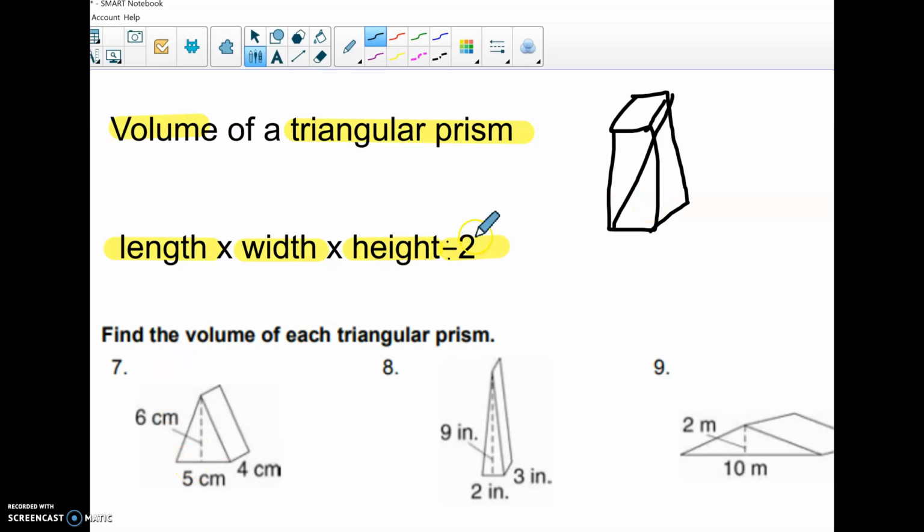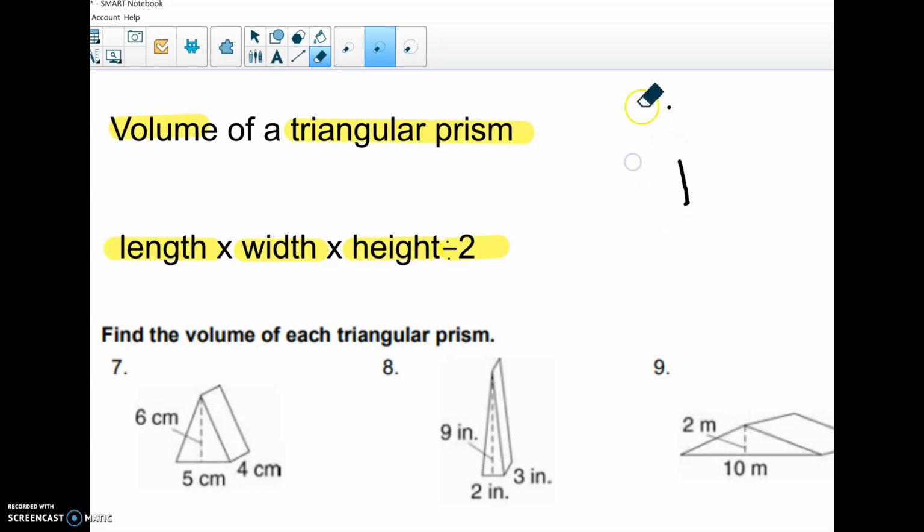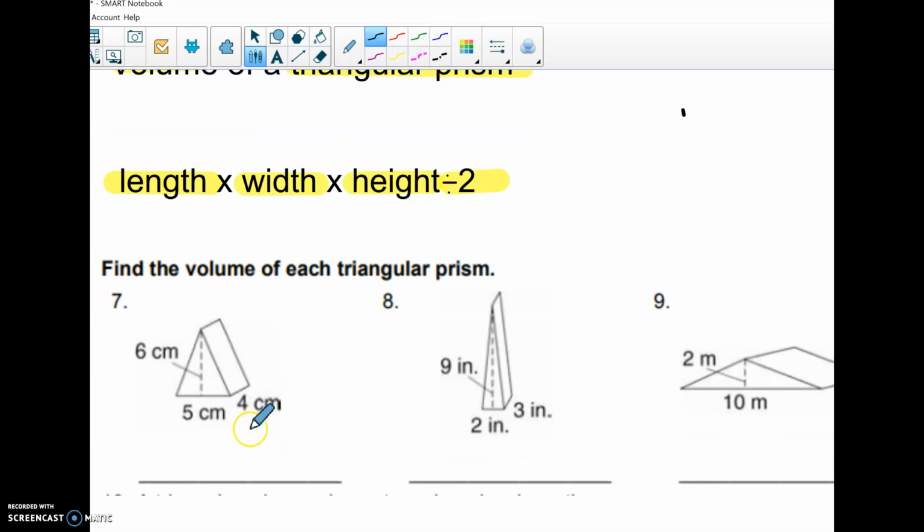So the reason why we divide by 2, we do the same thing we do for a rectangular prism, and then we divide by 2 because this is half of a rectangular prism, okay? So we'll do the same thing. We'll multiply the 3 dimensions together, length, width, and height, and then at the end, the extra step is to divide by 2. Okay, so here I have it.